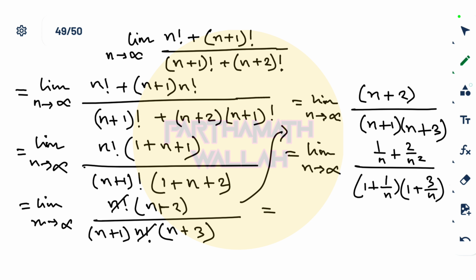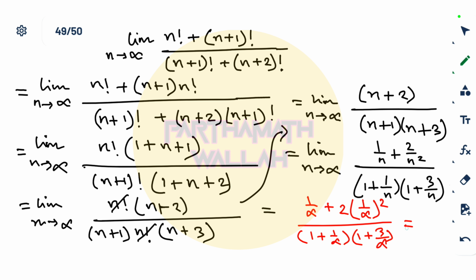Here the most important stage is this 1 by n. If we put n equals infinity, we get 1 by infinity plus 2 into 1 by infinity whole squared, putting the values step by step. Now in the denominator, 1 plus 1 by infinity into 1 plus 3 by infinity, which in result gives 0 in the numerator and 1 plus 0 into 1 plus 0, that is 1, in the denominator. So the ultimate answer is 0.